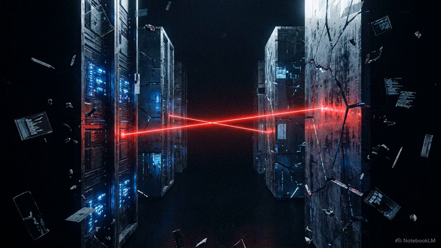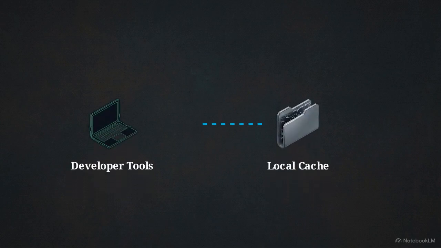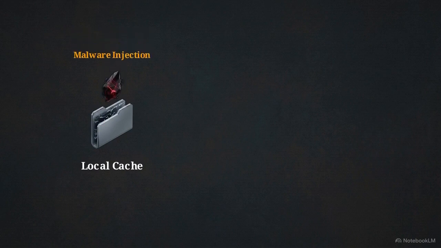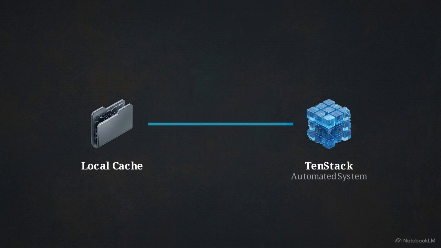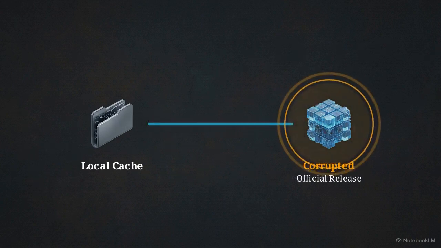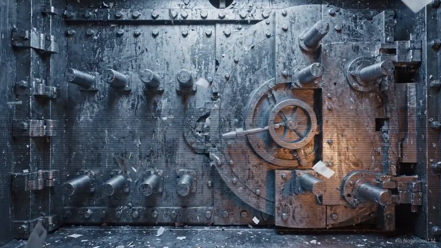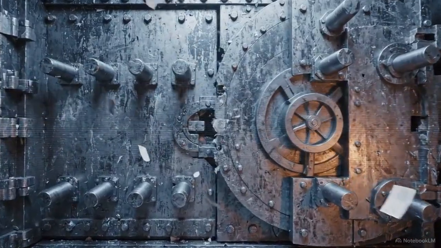With write access secured, the hackers could have rewritten Tanstack's code immediately, but altering the main files would trip internal alarms. Developer tools save time by pulling external code from a fast-access local cache folder. The hackers secretly injected malware into this local cache. When Tanstack ran an official update, their automated system unknowingly pulled the hidden malware from the cache into the official release. The hackers didn't have to break down the door. They forced the victim's own tools to assemble the threat from the inside.